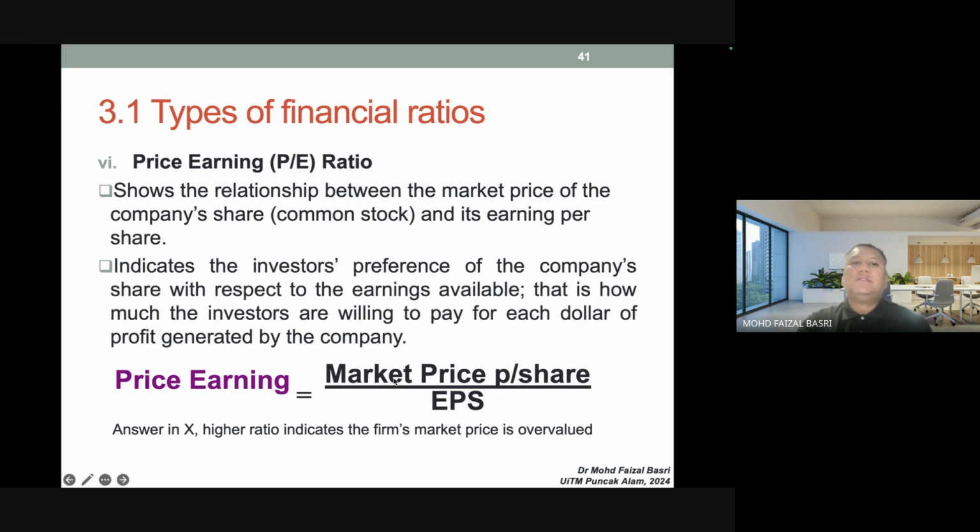Okay. So in short, PE lah, price to earning ratio. Okay, price earning ratio. So it indicates the investor's preference on the company's share with respect to earnings available, and that is how much investors are willing to pay for each dollar of profit generated by the company. So there are 2 views on this untuk PE ratio, because the higher the ratio indicates that the firm's price is overvalued. So from the internal point of view, as a company, kita nak PE ratio kita setinggi mungkin lah, so that it shows that kita punya price tu tinggi. Okay, market price kita way above than our earnings.